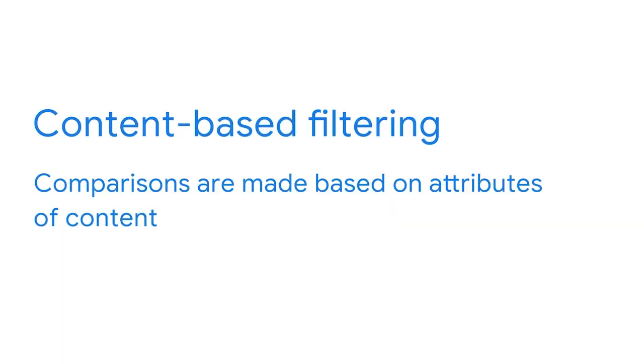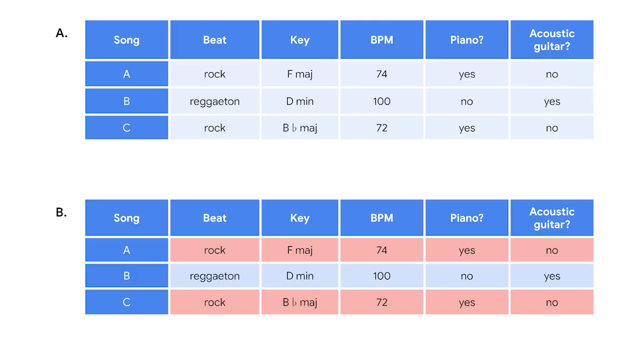This is an example of content-based filtering, in which comparisons are made based on attributes of content itself. In this case, attributes of the music you played are compared to attributes of other music to determine similarity. To make this comparison, there must be data about each song that's a deconstruction of its attributes.